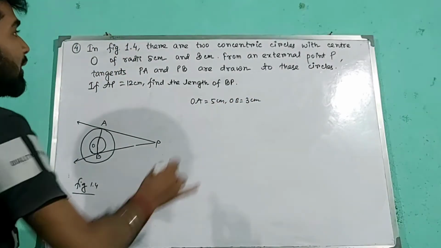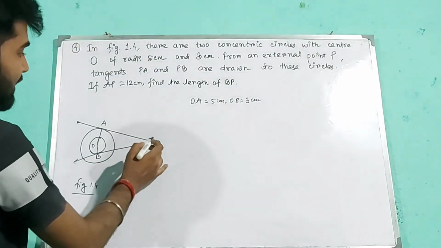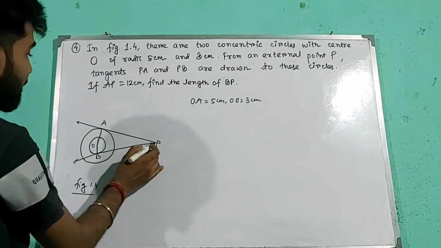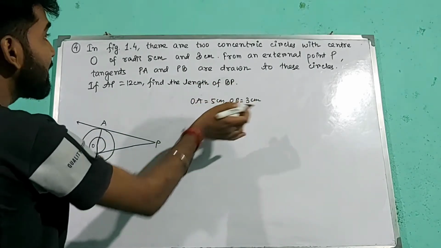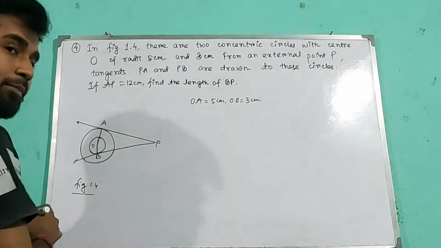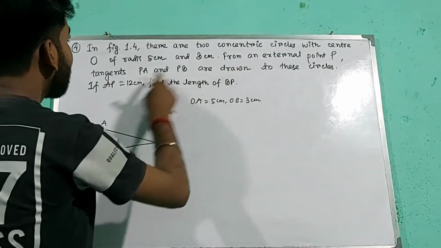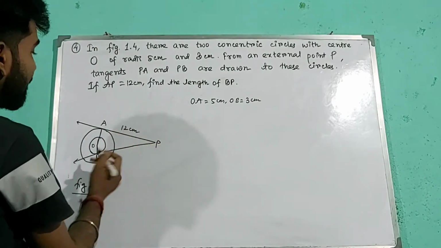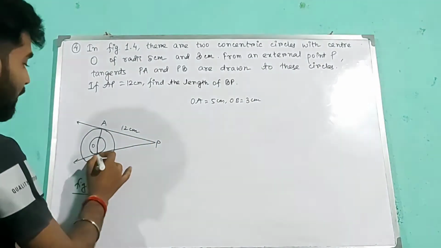Okay. From an external point P, this is the external point P, you can clearly see tangents PA and PB are drawn to these circles. That means PA is drawn to the bigger circle and PB is drawn on the smaller circle. If AP, this value, is 12 centimeter, find the length of BP. So simple. Everything is simple. We have to find the value of BP.